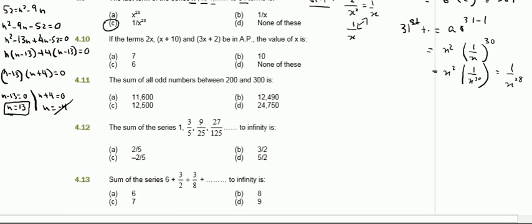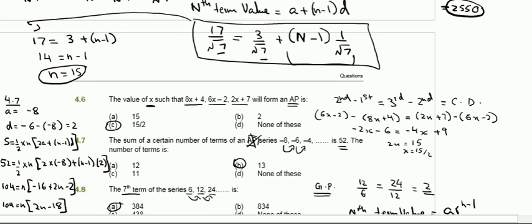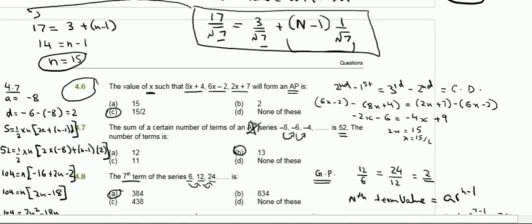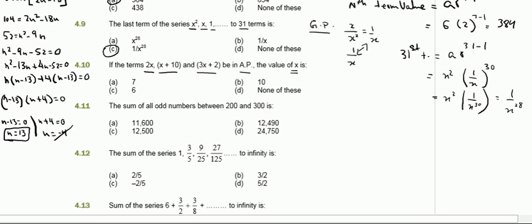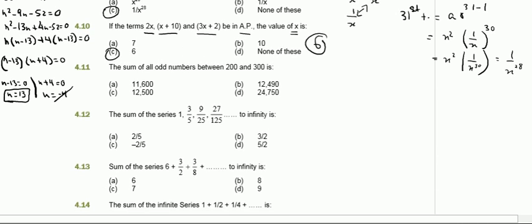4.10. If the terms 2x, x plus 10, 3x plus 2 be in GP, the value of x is. Now I will not solve this question. If you refer to my previous video, this question is exactly similar to 4.6. So you should try to solve this question yourself. 4.6 and this question are very similar, and therefore I will not be solving this question again. For 4.10, your answer should be 6, which is C. Sorry, 4.10 answer should be 6, which is C.